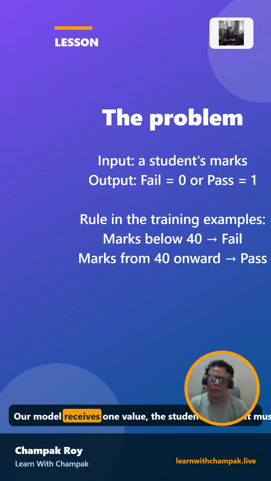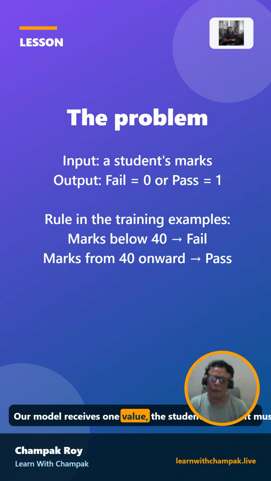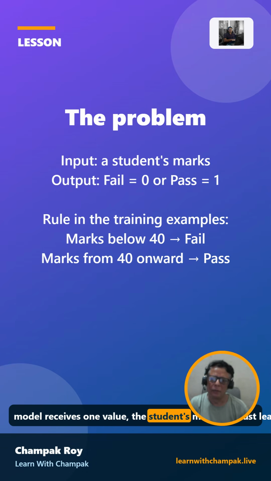Our model receives one value, the student's marks. It must learn to produce 0 for fail and 1 for pass. In the examples, 40 is the pass boundary, the passing marks, as you know.